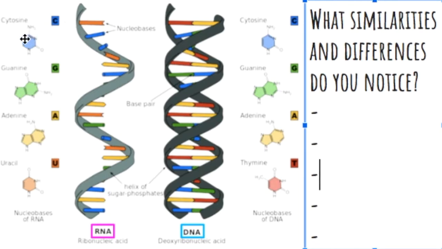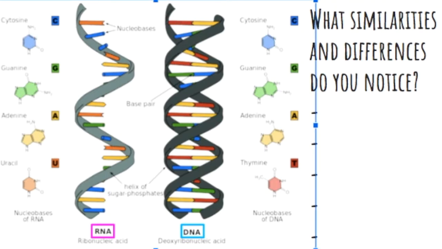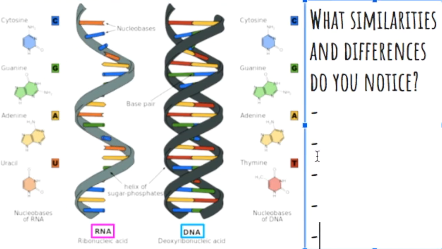You can see in both strands we have cytosine, guanine, adenine, and then there's a difference at the bottom. This side has thymine, this side has uracil. Take note of the shape. You can write about what they do have in common or how they're different or both.